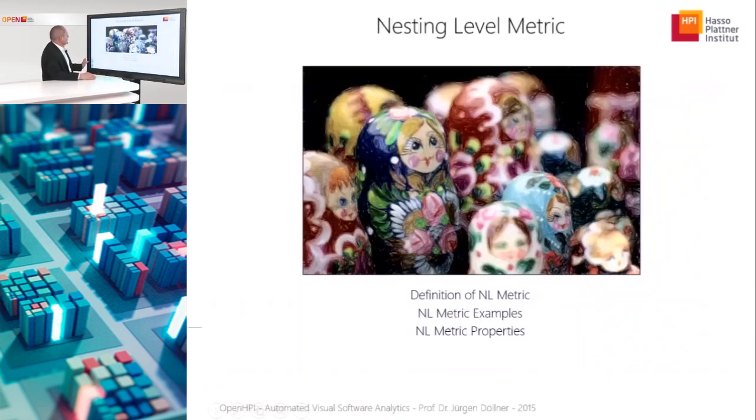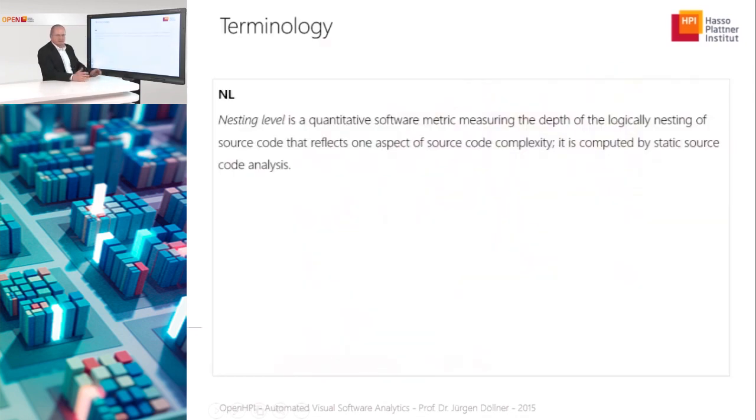Now, this concludes this part about the nesting level metric. Let's see what terminology has been introduced. It was one software metric, the nesting level, as a quantitative software metric, measuring the depth of the logical nesting of source code that reflects one aspect of source code complexity. It is computed by static source code analysis.